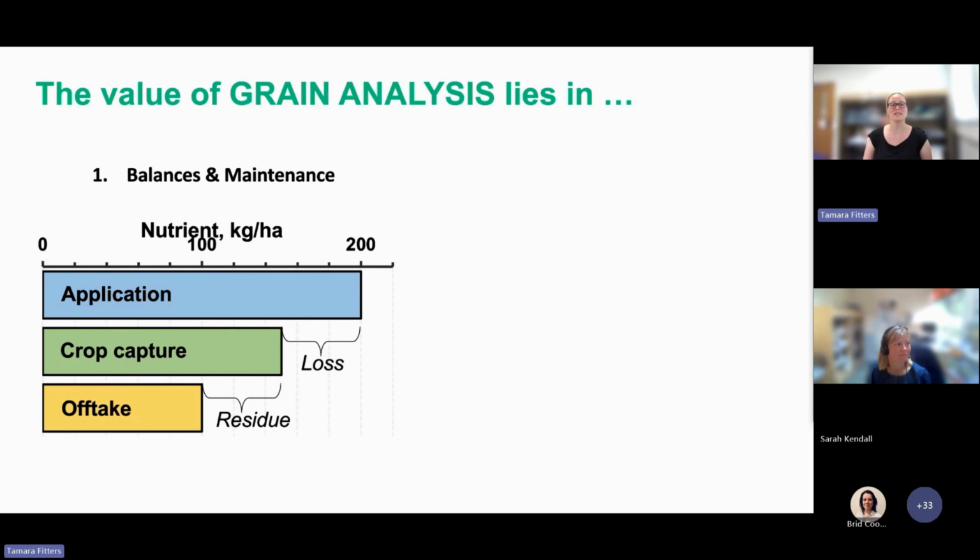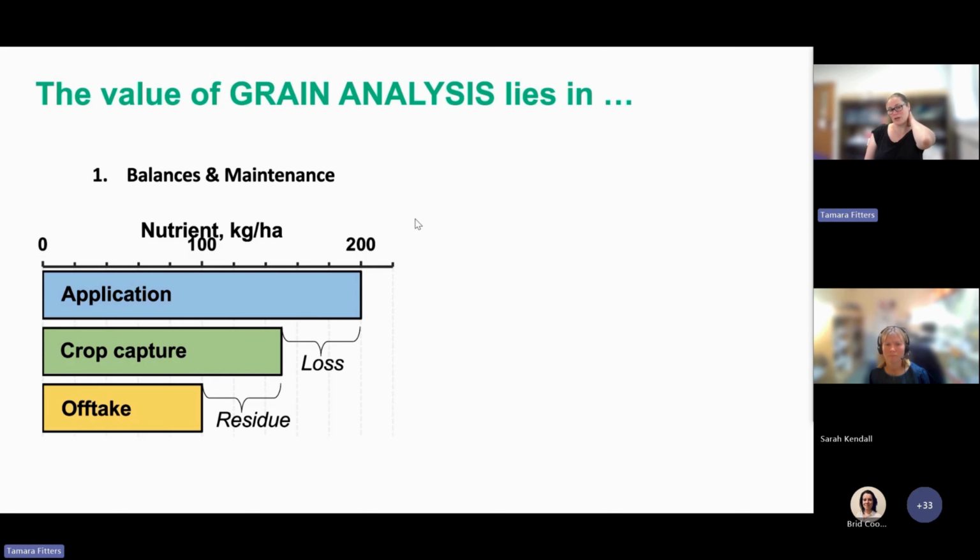So what we're doing is we look at a balance and we look at our maintenance. So we know what we applied. So in this example, we're looking at, say, nitrogen. We know they applied 200 kilograms of nitrogen per hectare. We know what the crop captured if we measure it, and then we can calculate how much is lost from that. And we know what the actual offtake is, which means that there is a residue if this is not the same as what the crop is supposed to have captured.